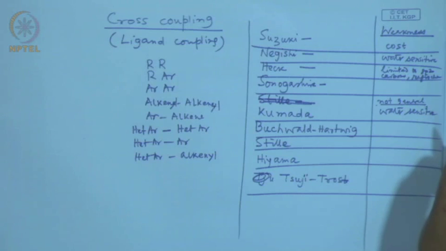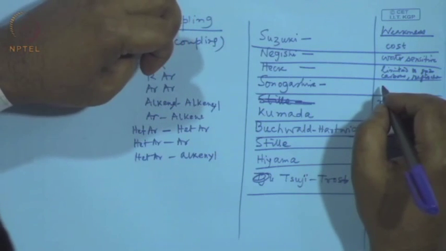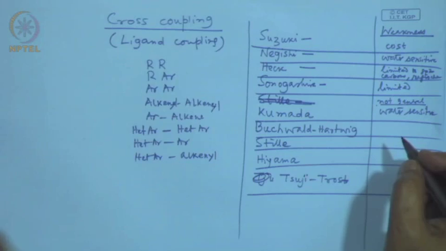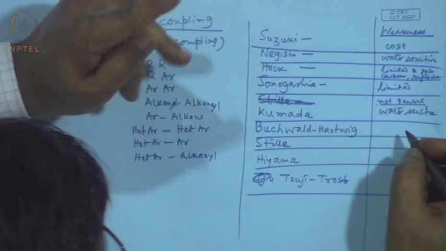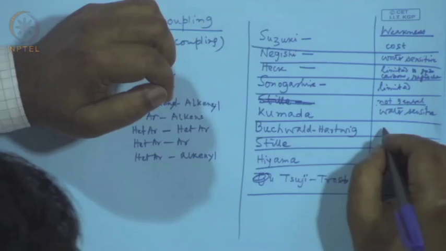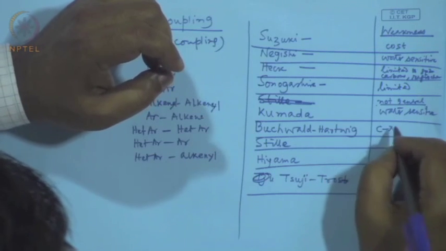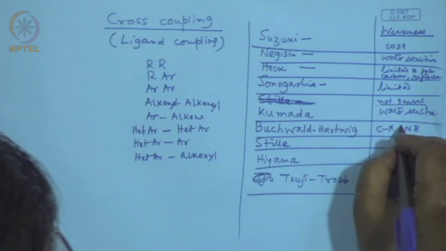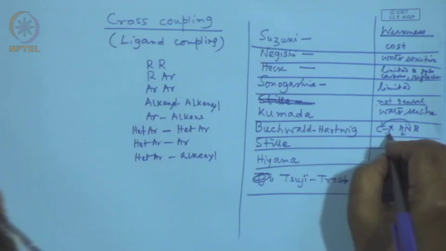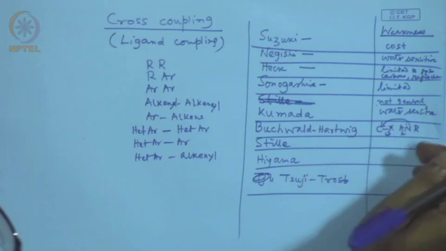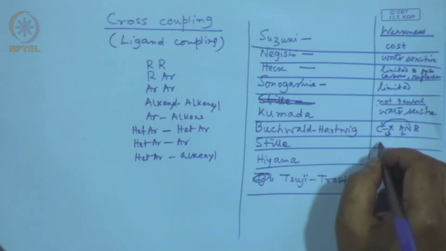Sonogashira is very good, but it is limited. It is limited to only certain kinds of substrates, that means the scope is limited, that is it. And Buchwald reactions, of course, are not really involving carbon-carbon bonds. If you recall, Buchwald reaction actually requires a nitrogen. That means, let us say you have R-NH2, this X would be removed. So it is somewhat restricted, but it is very useful in heterocyclic chemistry.